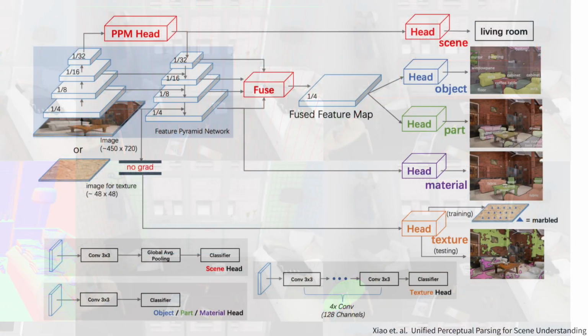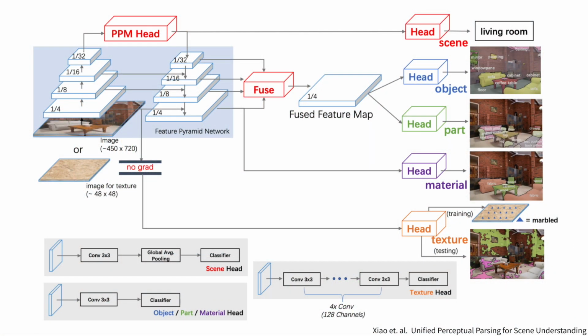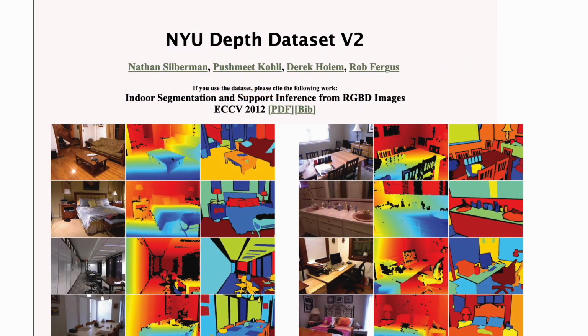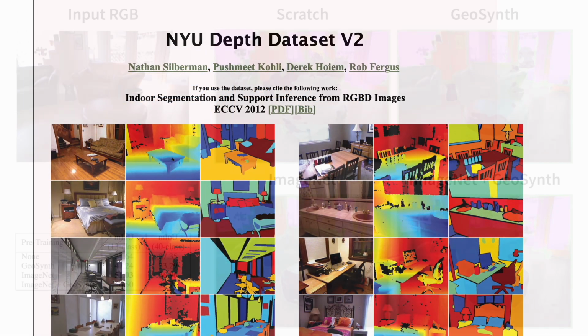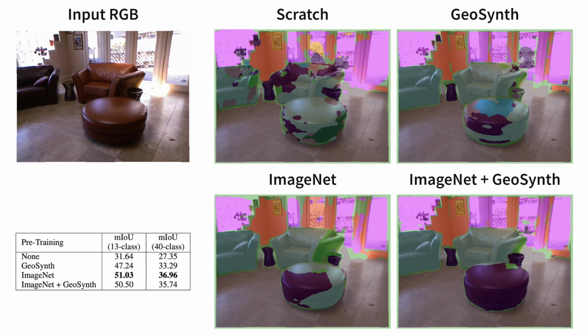To show an application of GeoSynth, we trained a semantic segmentation model and fine-tuned it on the NYU V2 dataset. On the top left, we have training from scratch, top right is training from GeoSynth, bottom left is training from ImageNet, and bottom right is training from ImageNet, then GeoSynth. On the bottom left, we have a chart reporting the mean intersection over union performance over the test dataset.